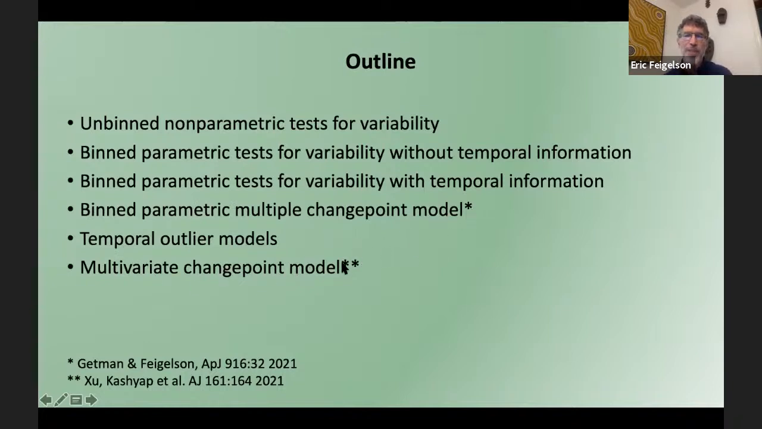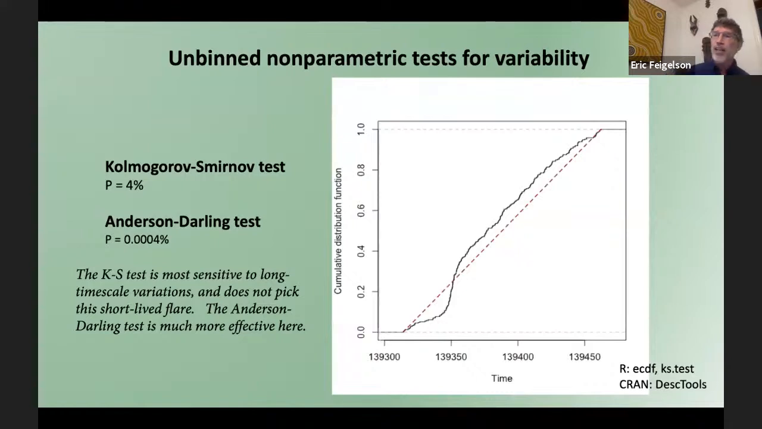These asterisks represent this. The title of this conference is novel methods. So most of what I'm going to talk about is not novel. It's just in the statistical literature. But this one has only been presented for astronomers very recently by Kostas Getman and myself. And this one is a new procedure developed by Kong Chu and his colleagues, including Vinay Kashyap and others who may be in this conference or watching right now. Okay, let's start the talk.